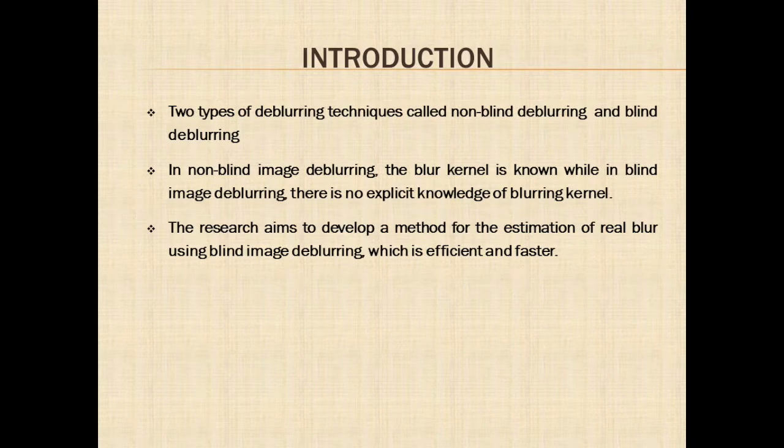There are two types of deblurring techniques called non-blind deblurring and blind deblurring. For the case of non-blind deblurring, the blur kernel is known, while in blind deblurring, the point spread function or the blurring kernel is unknown and complex in shape, finding of which is a challenging task to do. In our case, the aim was to develop a scheme for estimating the arbitrary shaped point spread function or PSF, which would be efficient and fast.